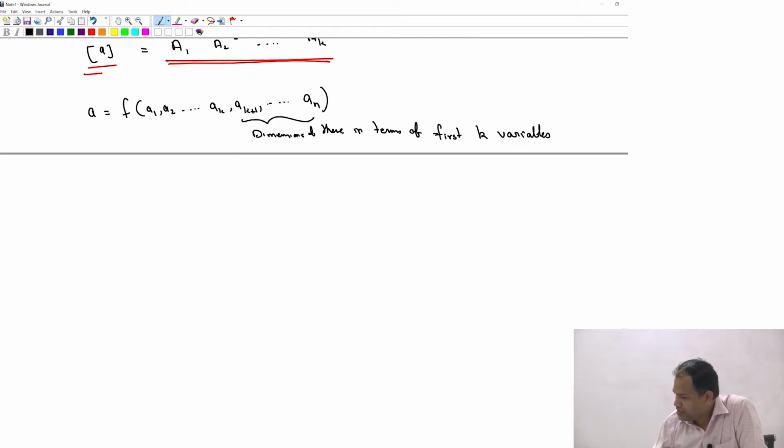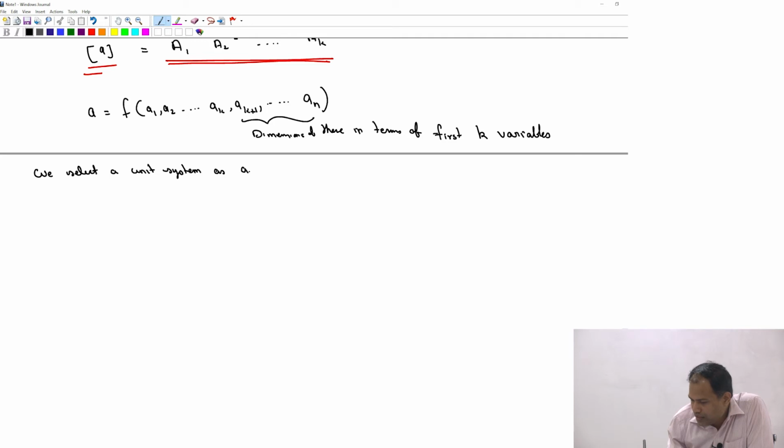Now, let's say we select a unit system as A1, A2, etc. up to AK. We might deal with unit systems like SI, or unit systems like MKS. Instead of that, let's say we select a unit system which is given by the first k variables itself. If I do that, then each of the variables that I have can be expressed in terms of A1, A2 and so on.